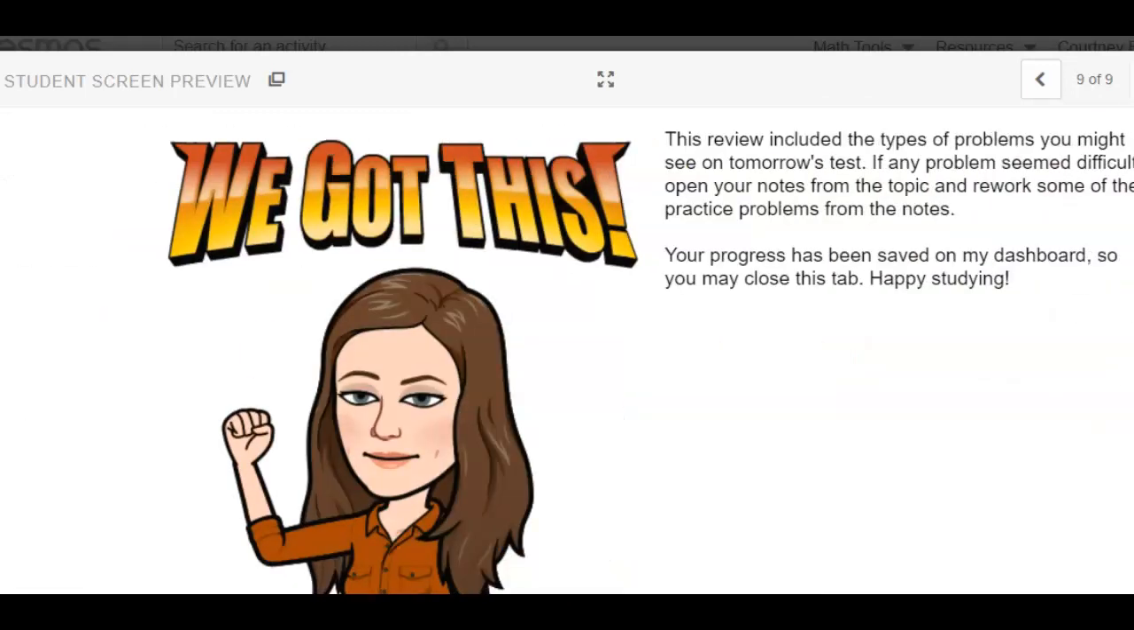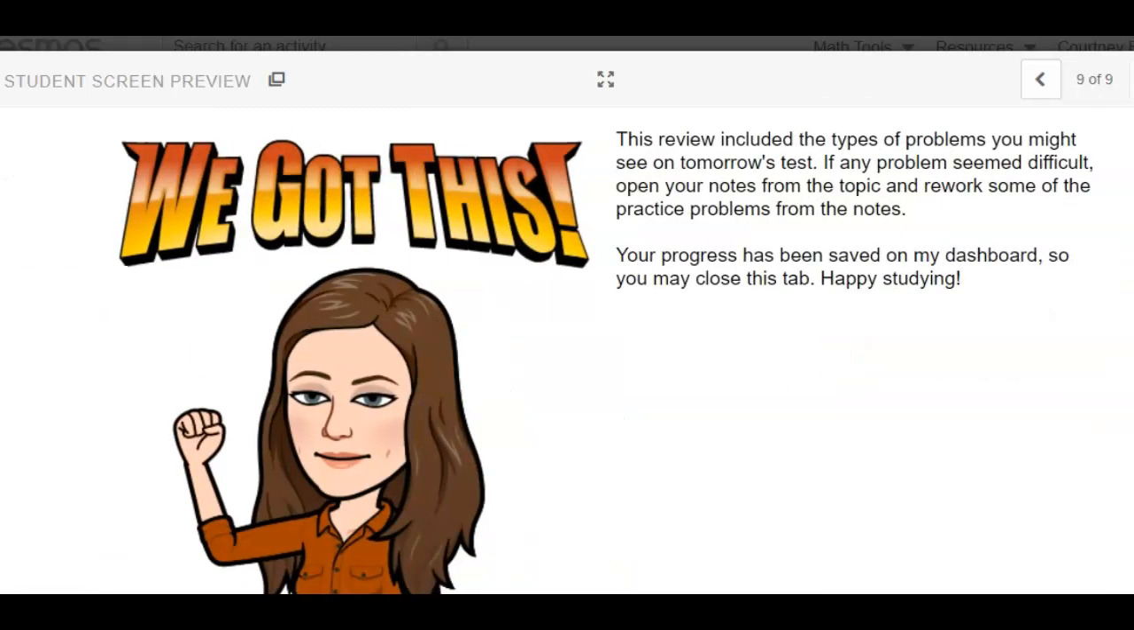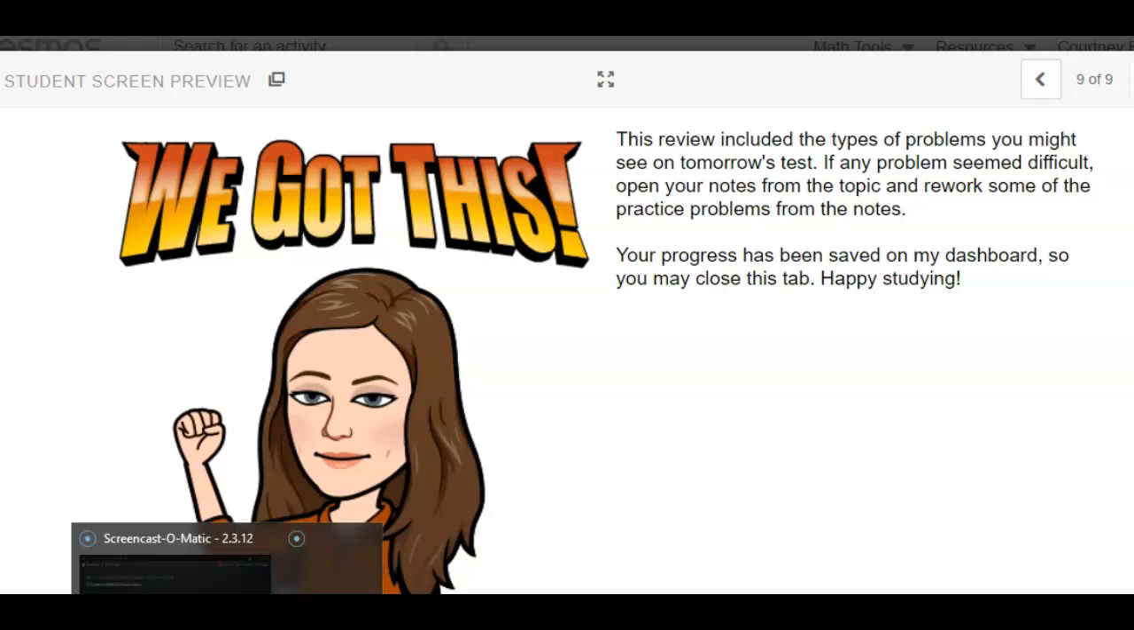So now that you've finished your review, that's included all the different types of problems that you might see on the test tomorrow, you might want to go back and review your notes on any topics that you feel like you struggled with. Your progress has already been saved on your teacher's dashboard, and you're welcome to close the tab whenever you feel like you're done. Please email your teacher if you have any questions so that we can help you out before tomorrow's test.